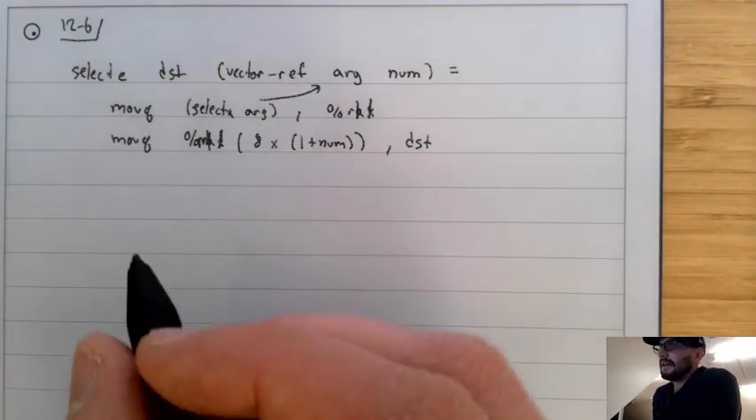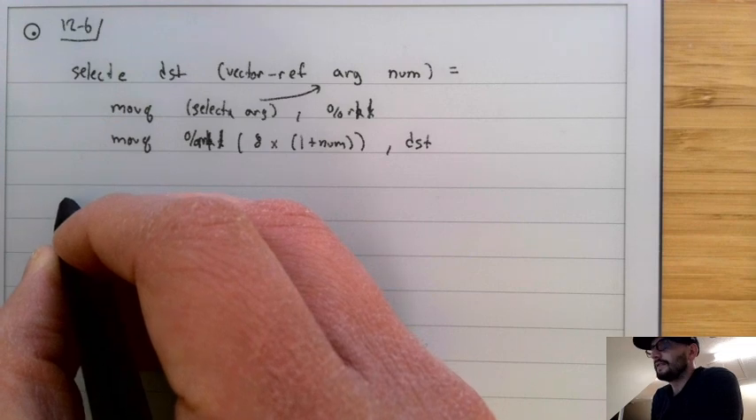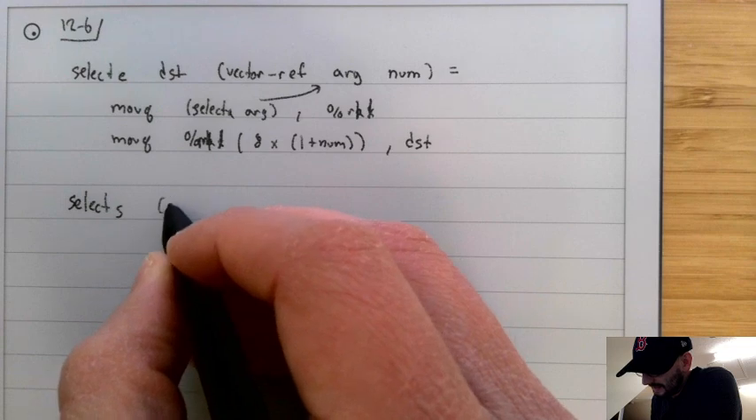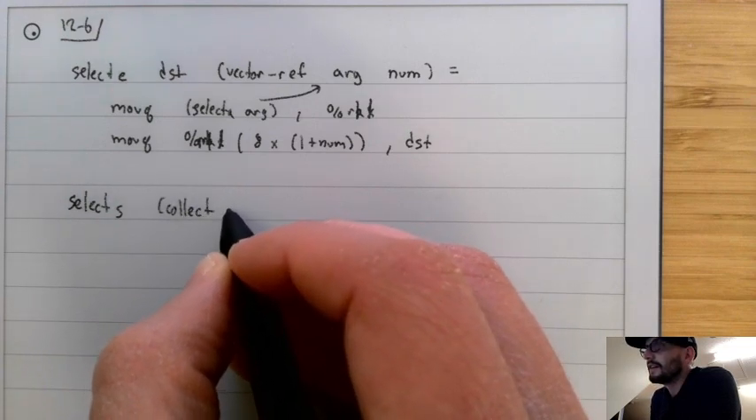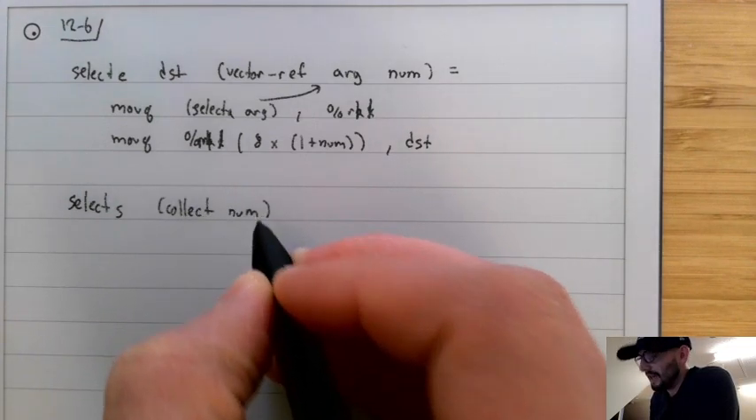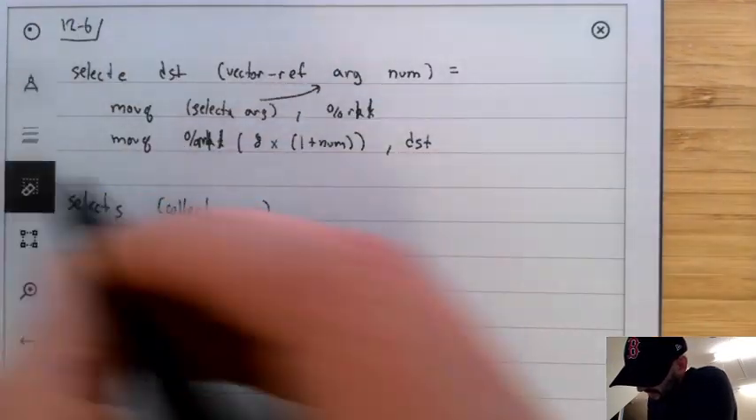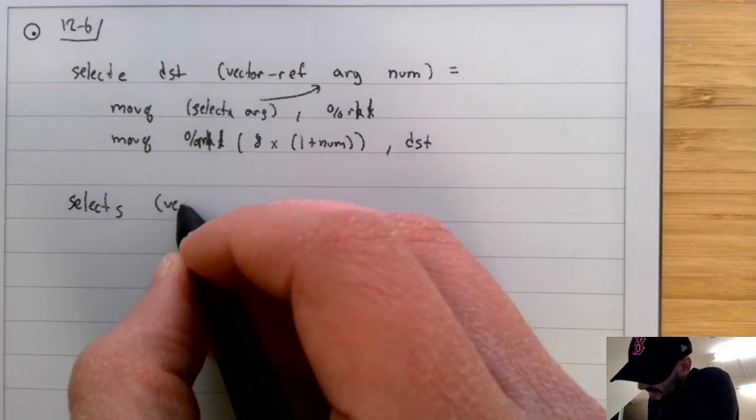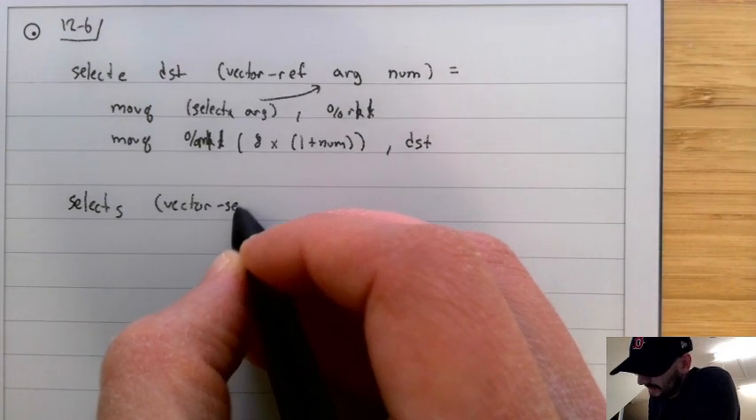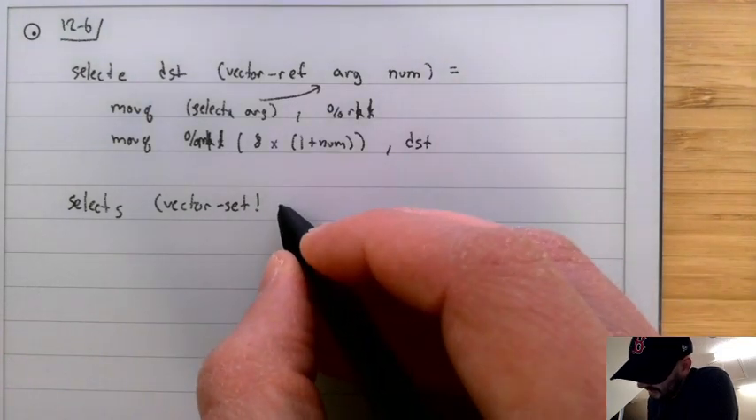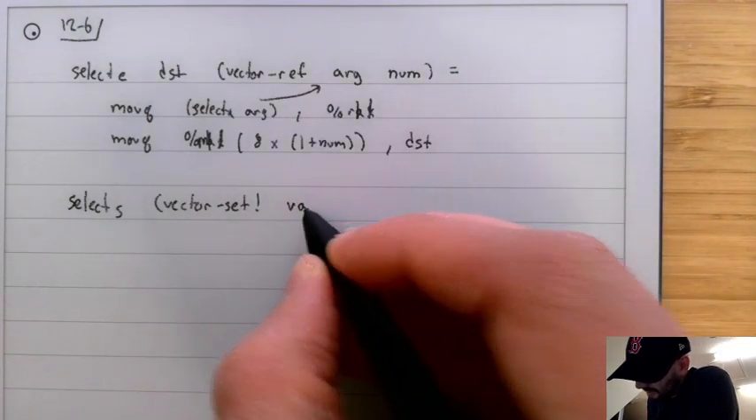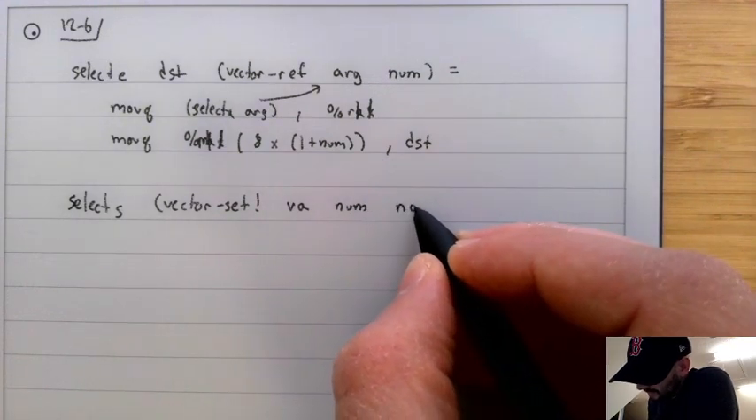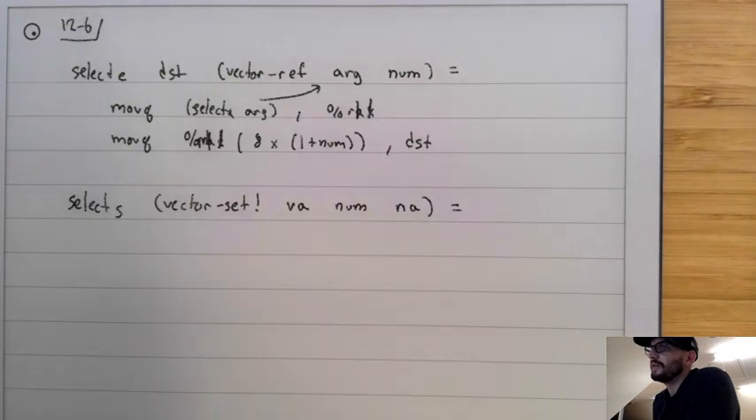Okay, then what do we do for collect? When we do a select S of collect and a number, actually, you know what? Let's do collect second because it's more complicated. What if we do a select S of a vector set of the vector argument, the number, and the new value argument? Okay, what do we do there?